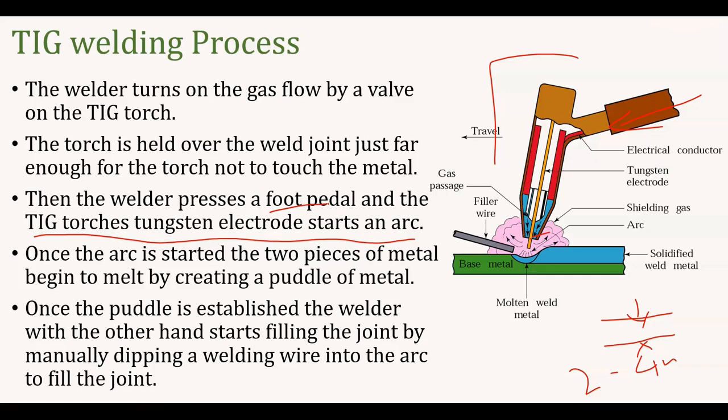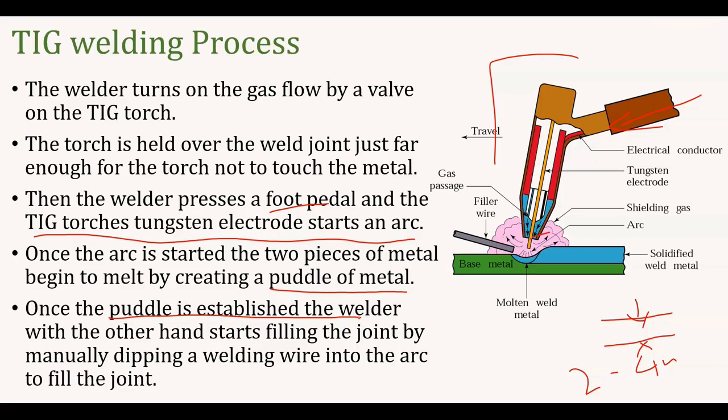Generally in TIG welding, he will have a foot pedal. When you press the foot pedal, the electrical circuit gets closed. That means the tungsten electrode gets charged and it will form an arc over the base material. Once the arc is started, the two pieces of metal are melted, creating a puddle of metal. When the puddle is established, the welder with the other hand will bring in the filler rod.